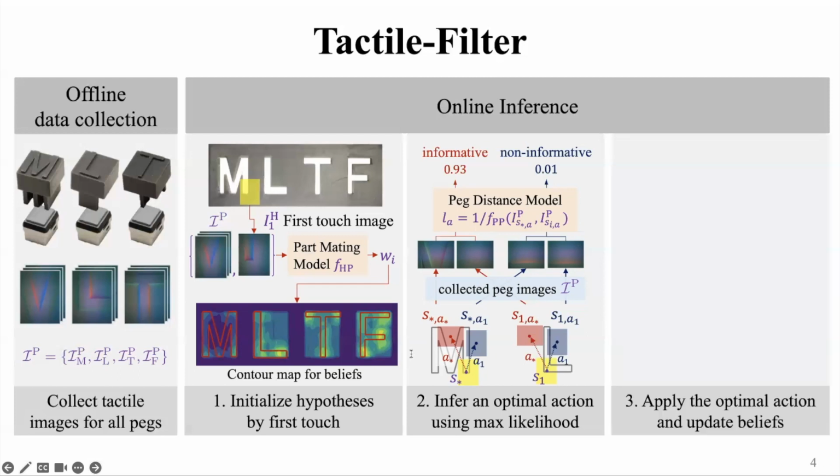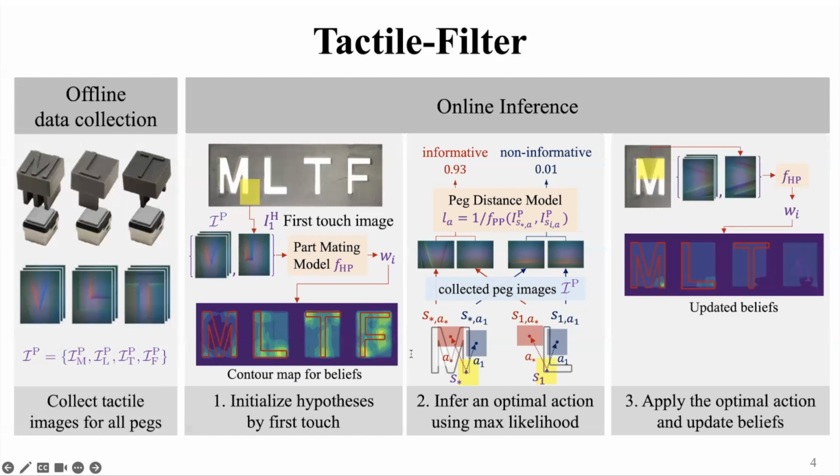Finally, we apply the inferred action to the real robot and observe the next hole image, and again calculate the likelihood using the part mating model and update the hypothesis by resampling the particles. From the updated belief map, you can see that only the first interaction point has a high likelihood, meaning the model successfully localizes the pose and predicts the category of the target hole. So with this online inference, the proposed method can incrementally reduce uncertainty and predict the correct category and pose of the target object.